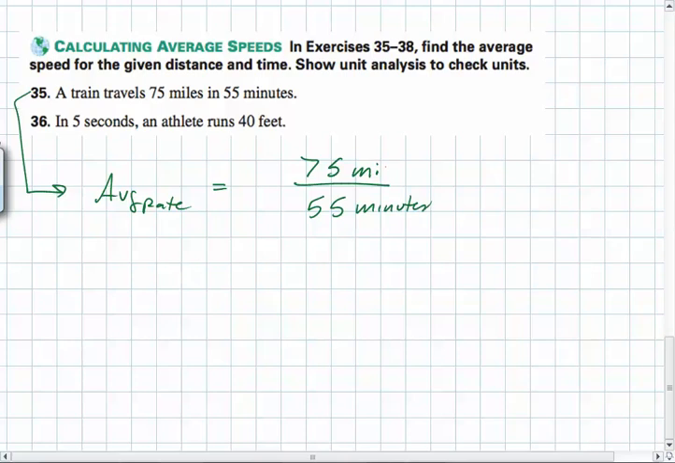I guess I'll write miles out right there. So you can simplify that a little bit. The common multiple is going to be 5. So it's going to be 15 over 11 miles per minute. But you may think to yourself, I don't want miles per minute. I would like miles per hour. So let's write that out again. We have 15 miles per 11 minutes.